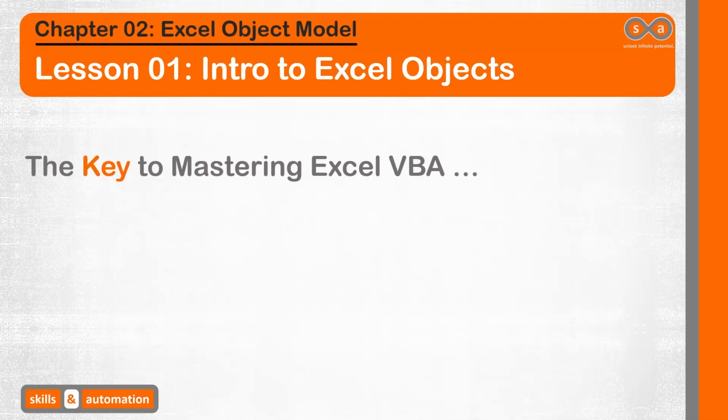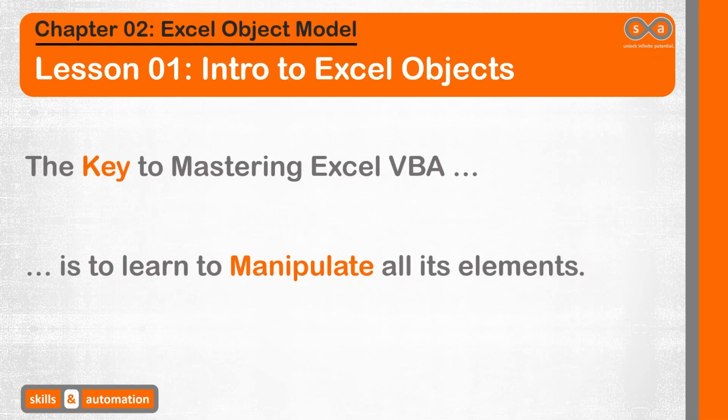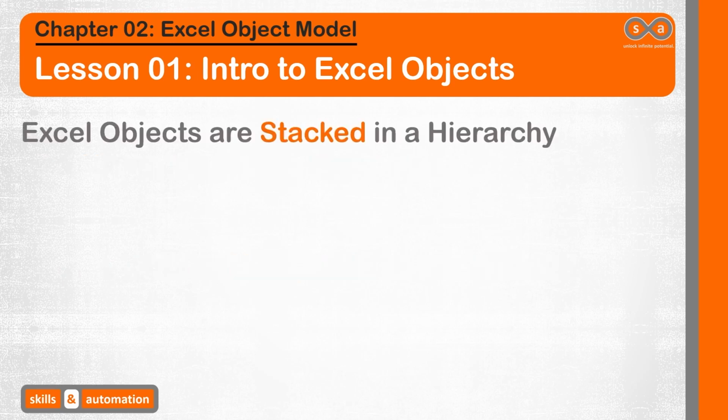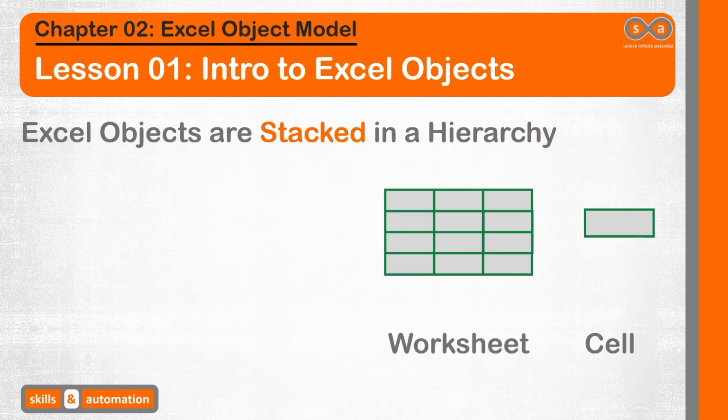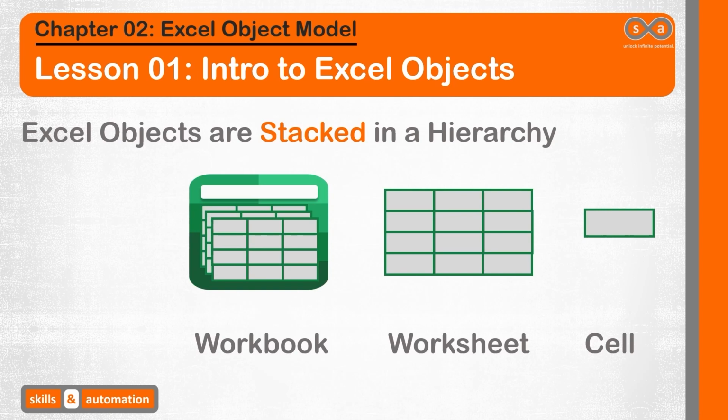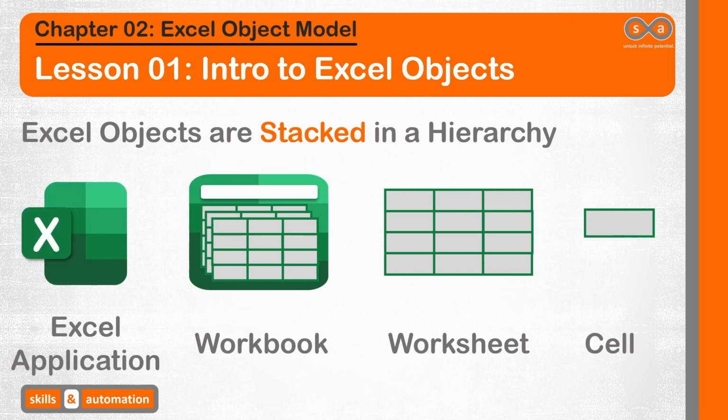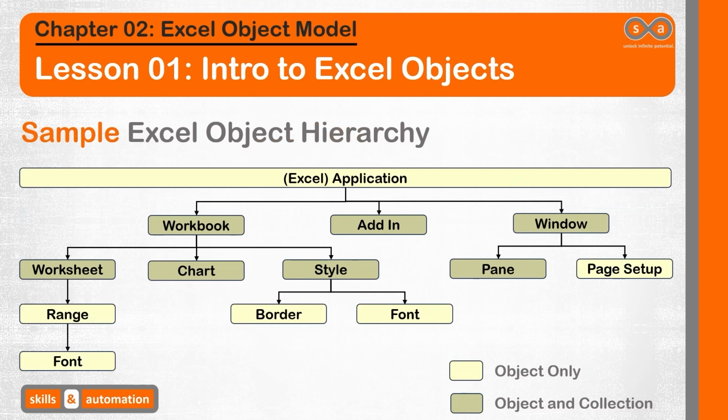The key to mastering Excel VBA is to understand how to manipulate Excel and all its elements such as worksheets, charts, rows, columns, cells, etc. These elements are called objects and they are stacked within a hierarchy. For example, a cell doesn't exist on its own. It is part of the worksheet, and a worksheet in turn is part of a workbook or the Excel file, and the workbook is part of the Excel application. There are many such hierarchies within Excel, and this is called the Excel object model.